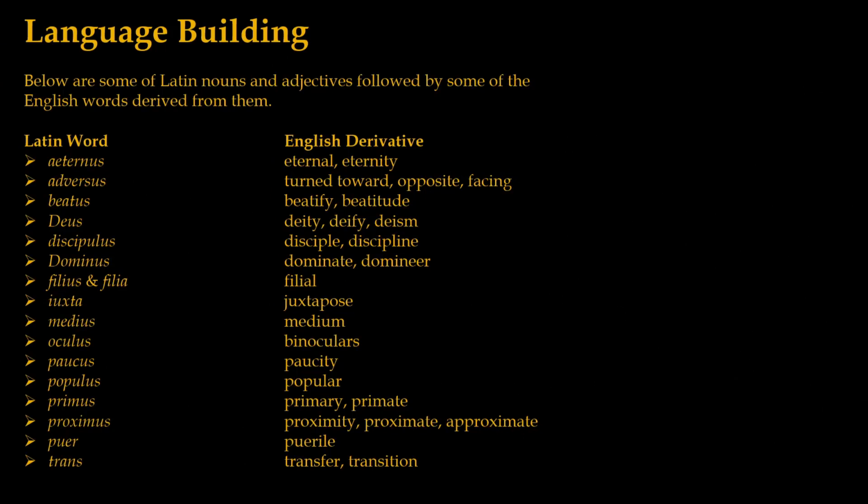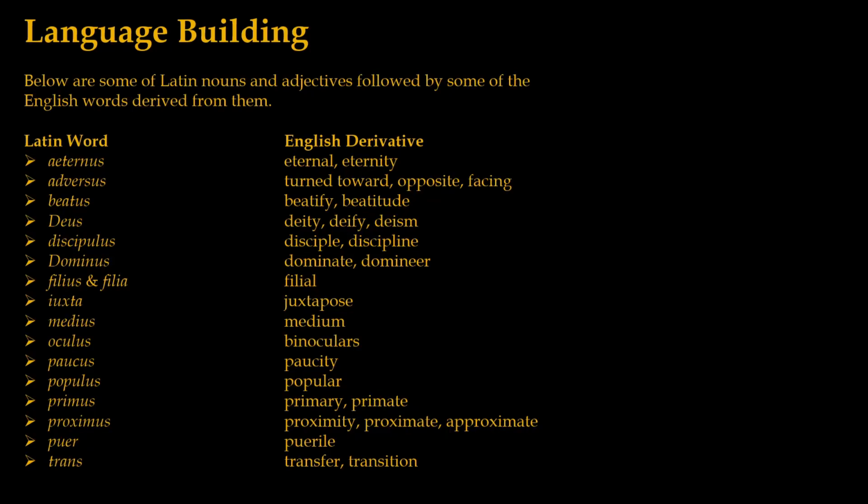Deus, deity, deify, deism. Discipulus, disciple, discipline. Dominus, dominate, domineer, and related words. Filius and filia. We've talked about this word before. This word in English is not so common, but it is there. Filial, usually used in terms of filial duty, filial responsibility, the obligation of a child to a parent. Juxta, juxtapose. In the Middle Ages, that I will get changed to a J, and so our word juxtapose comes from that, or is related to that.